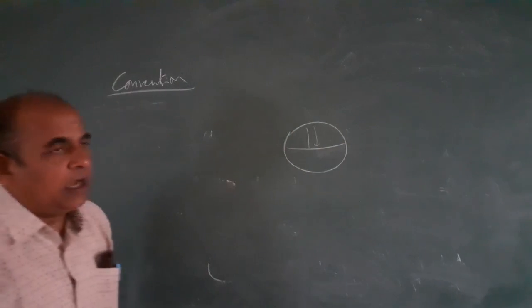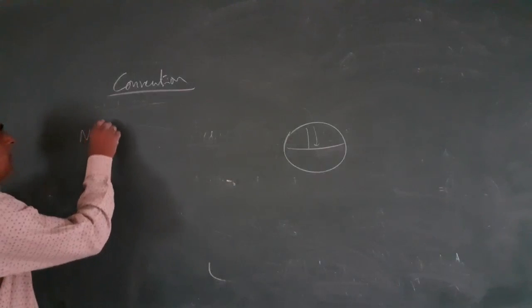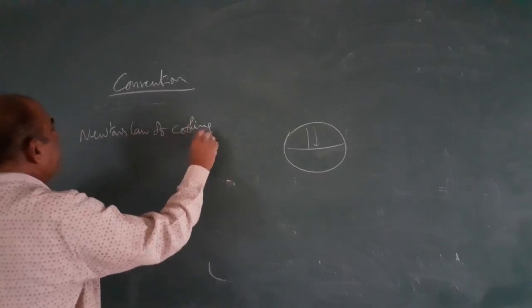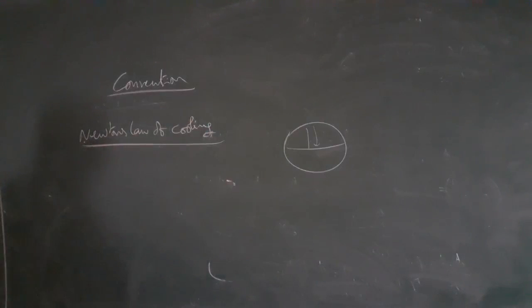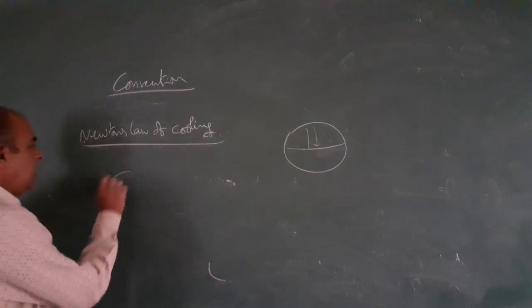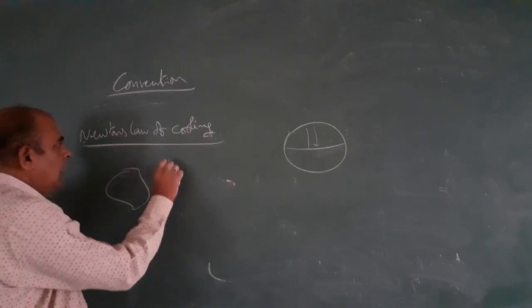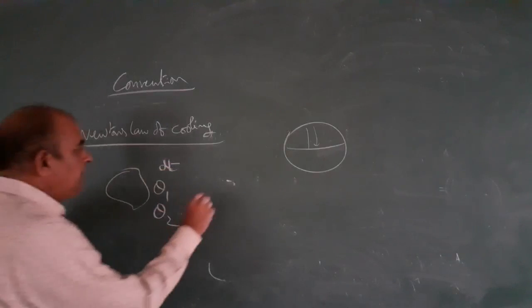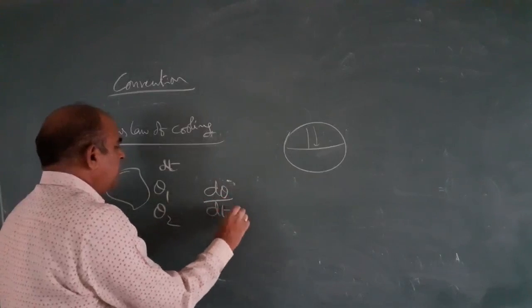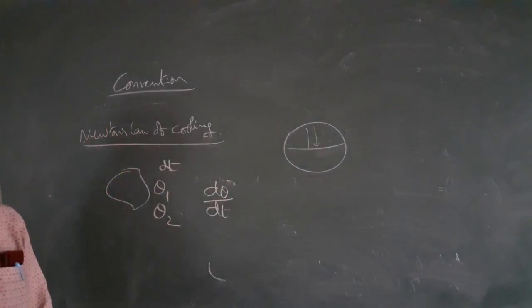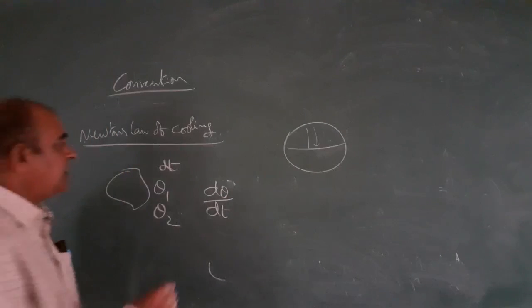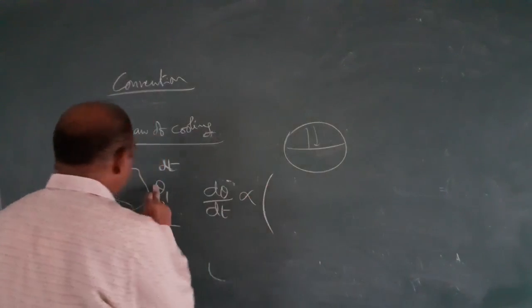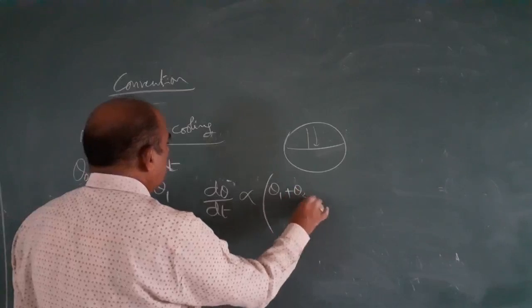And what about Newton's law of cooling? In Newton's law of cooling, one body is there at temperature theta 1. After dt time, the temperature becomes theta 2. Therefore, the loss in temperature d theta, the rate of fall of temperature, is directly proportional to the mean excess temperature over the surroundings. With the temperature of the surroundings theta naught, it is directly proportional to the mean temperature, theta 1 plus theta 2 by 2.